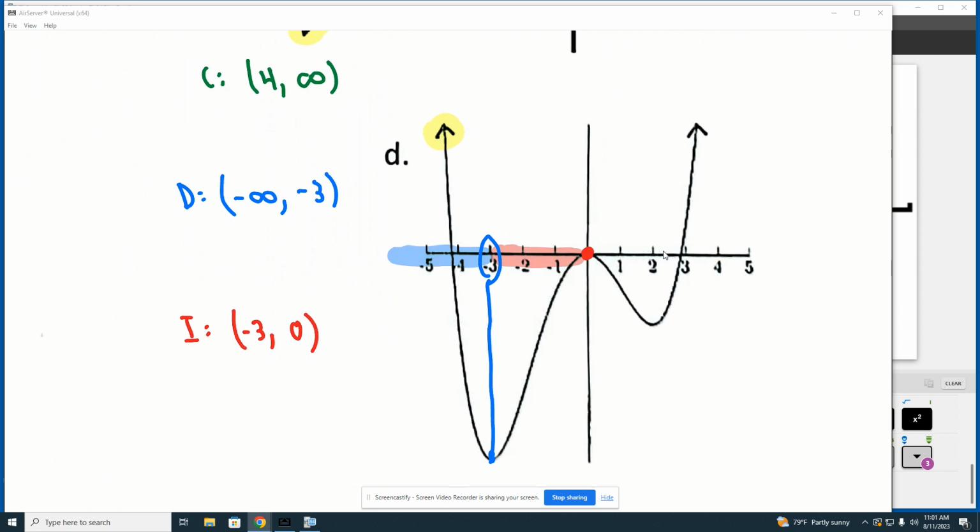Then what does it do again? It decreases again until it gets right here at what X value? So from all of this space right here, 0 to 2, it's decreasing again from 0 to 2.